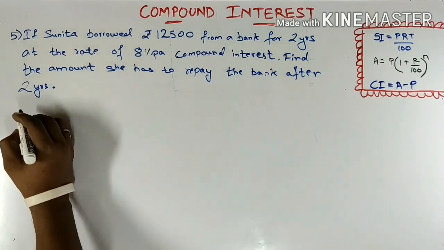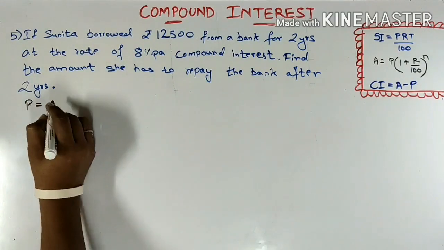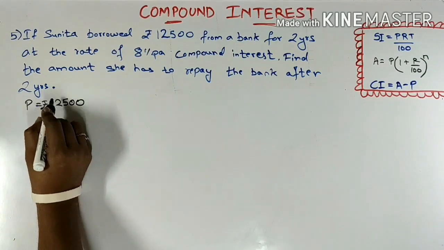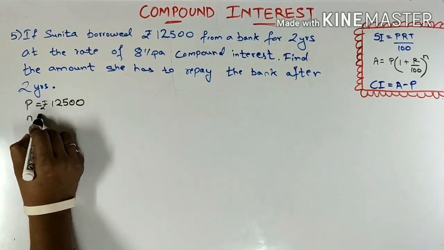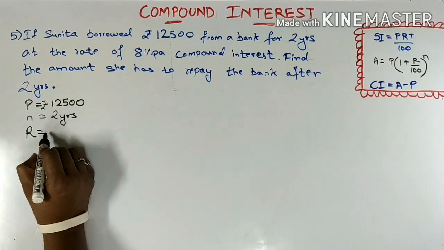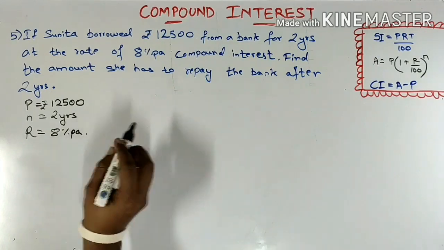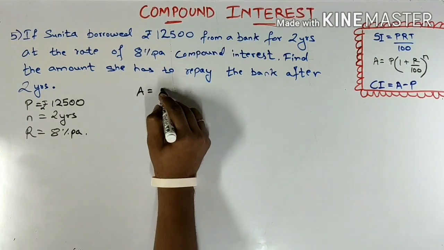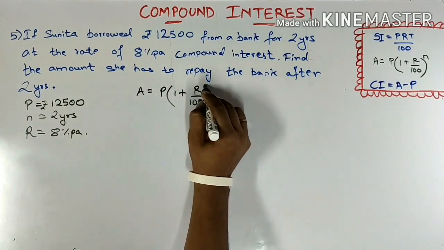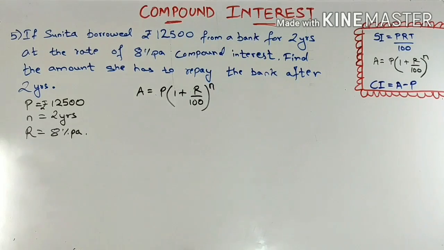So let's move ahead. Principal amount is 12,500 rupees. N, number of years, is 2 years, and rate of interest R is nothing but 8% per annum. The formula is A is equal to P into 1 plus R by 100 the whole raised to N. Now I want you all to pause the video and try and find the amount by solving this on your own.